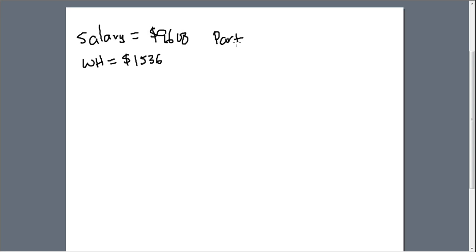Again, it's a part over whole. So the part is again the withholdings, 1536, and the whole is just the salary, 9,600. And again, we're going to multiply by 100. This whole expression here is our answer.